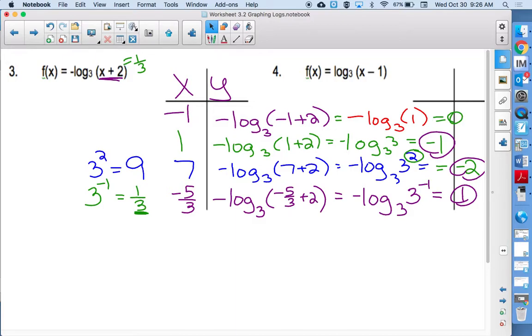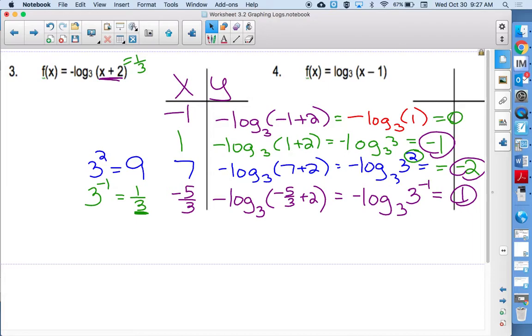So I can see, having that last point, that it starts to curve. And that's why I want you to have a value that's a fraction, so you can see where that curve happens. Where's the asymptote in number 3? Yeah, at negative 2. This graph is shifting left 2. Remember, whenever there are numbers with x, it's shifting to the left. So the graph is shifting left 2. Questions?